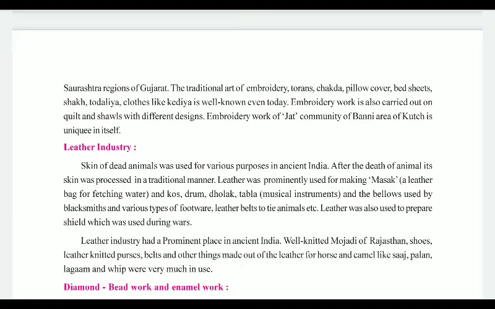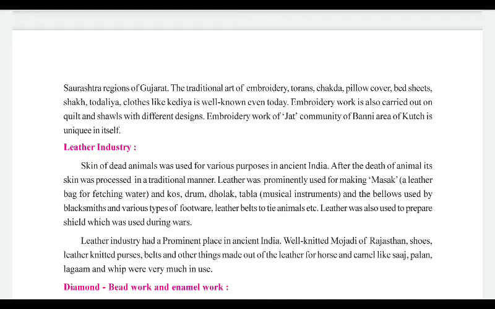The leather was prominently used for making a masak, a leather bag for fetching water, and a coarse drum, dholka, tabla, and the bellows used by blacksmiths, and various types of footwear, and leather belts to tie the animals, etc. Leather was also used to prepare shields, which were used during war. So the leather industry had a prominent place in ancient India.